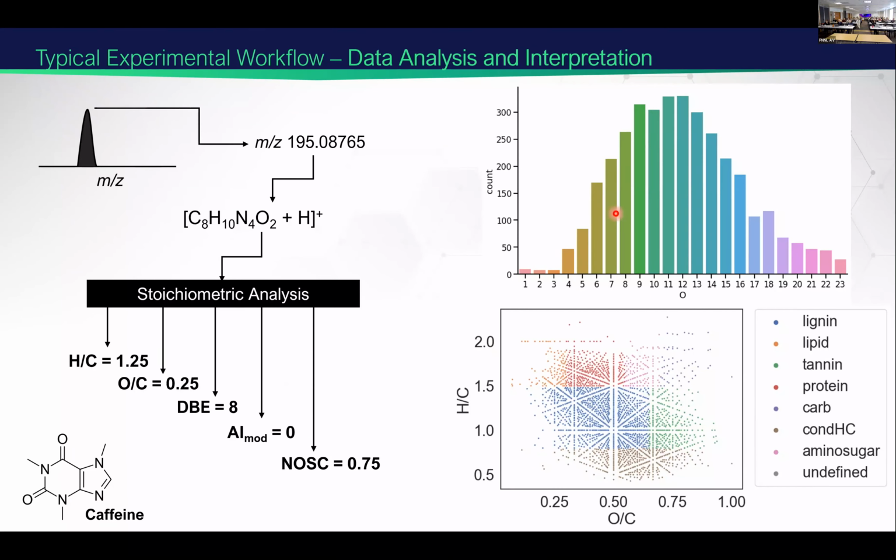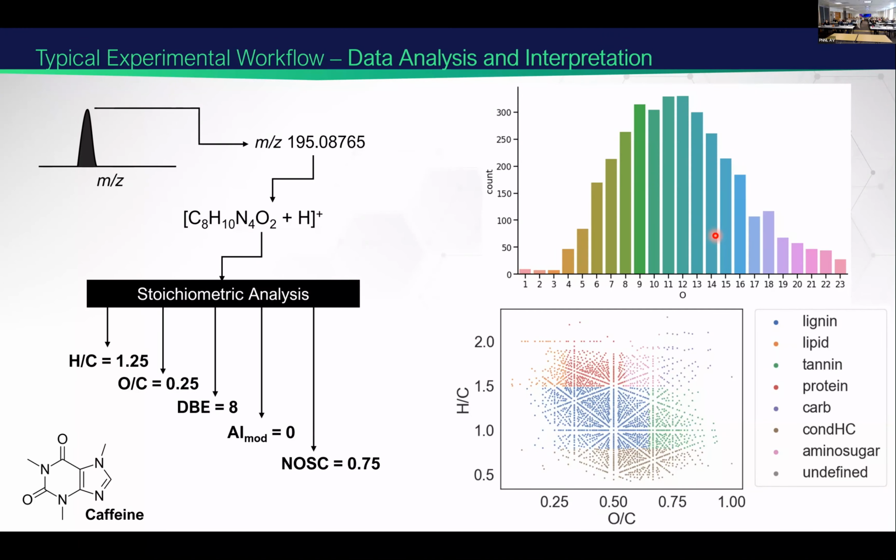And then we can do some basic visualization. So on the top right-hand side is a count plot showing the distribution of oxygen numbers per elemental formula that we're assigning. So here you can see that most of the species that we're assigning in this particular case have between about 8 and 15 oxygens in each molecule.